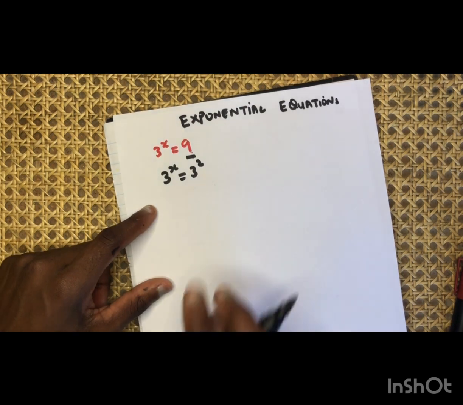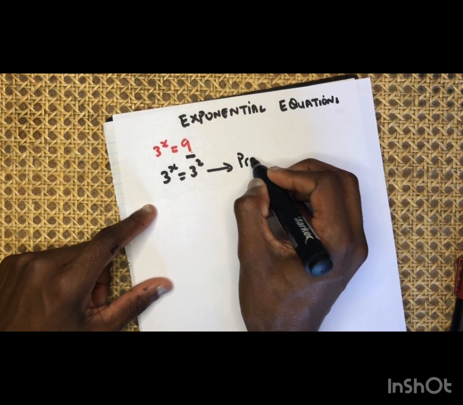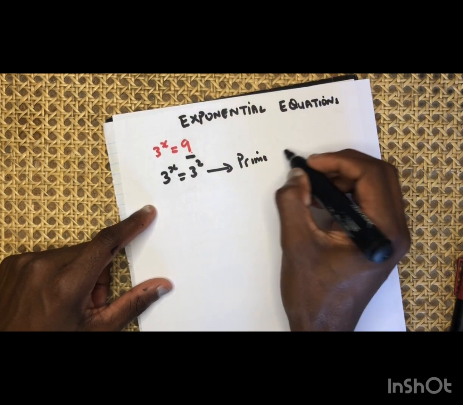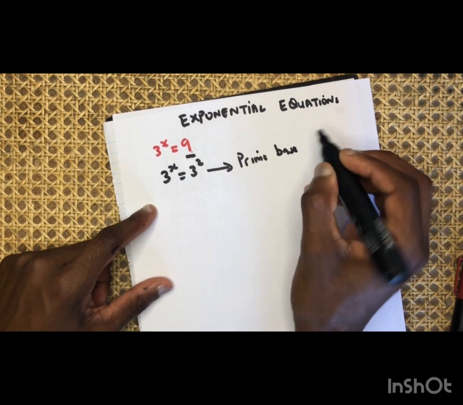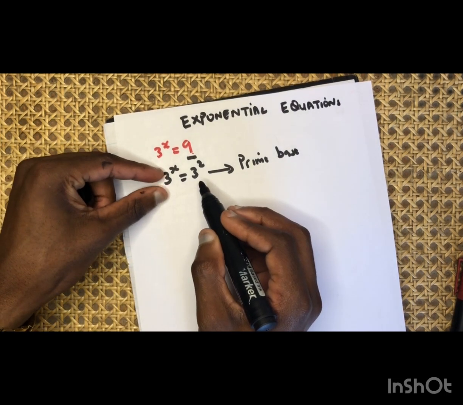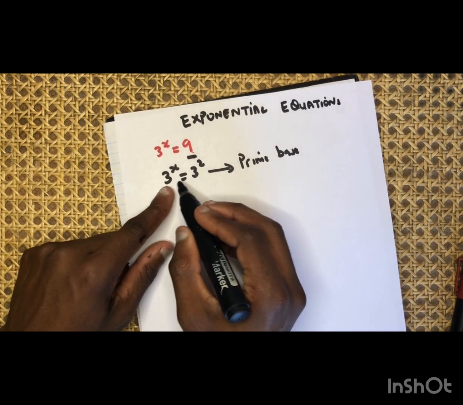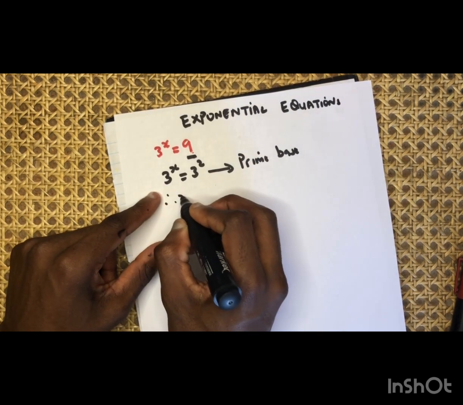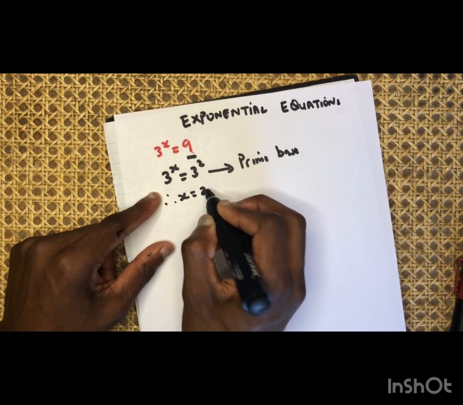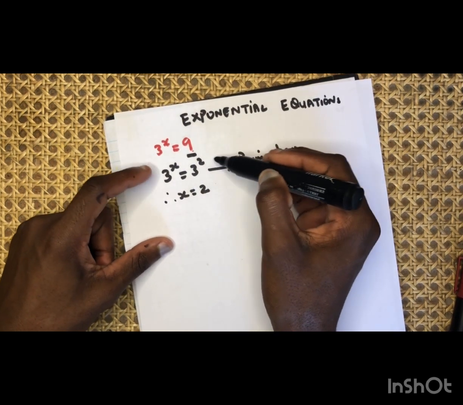2. If we write this in prime base, remember your exponents. So in prime base, the bases are the same because this is a single power and also a single power. Now we can conclude that x is equal to 2. In this step, once your bases are the same, you equate the exponents.